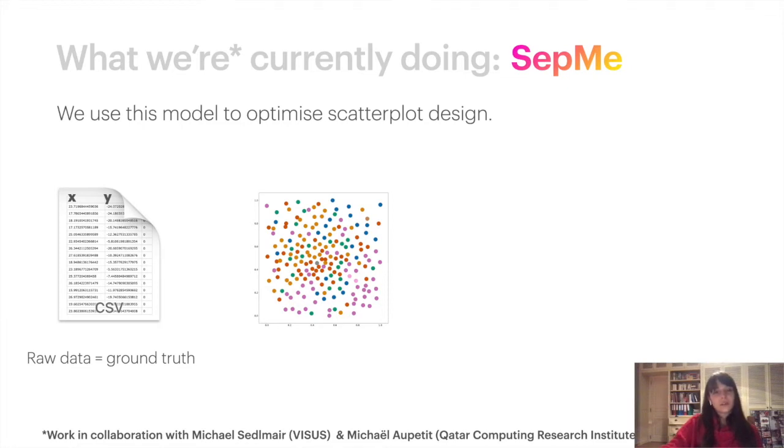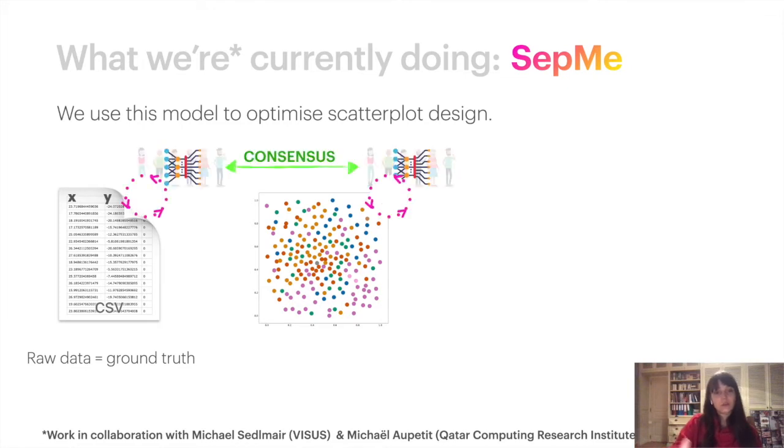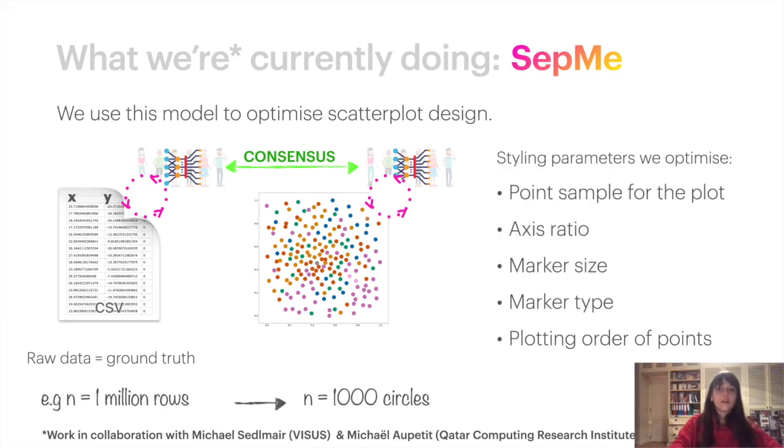So we started thinking about using this model to optimize scatter plot design. So in this example, we think about the raw data as the ground truth and the visualization, the scatter plot, is having to align with this data. So what we do is we get the separability estimate from the real data, the raw data, and one from the scatter plot. And these two estimates kind of have to align. And we can make them align by optimizing these following parameters.